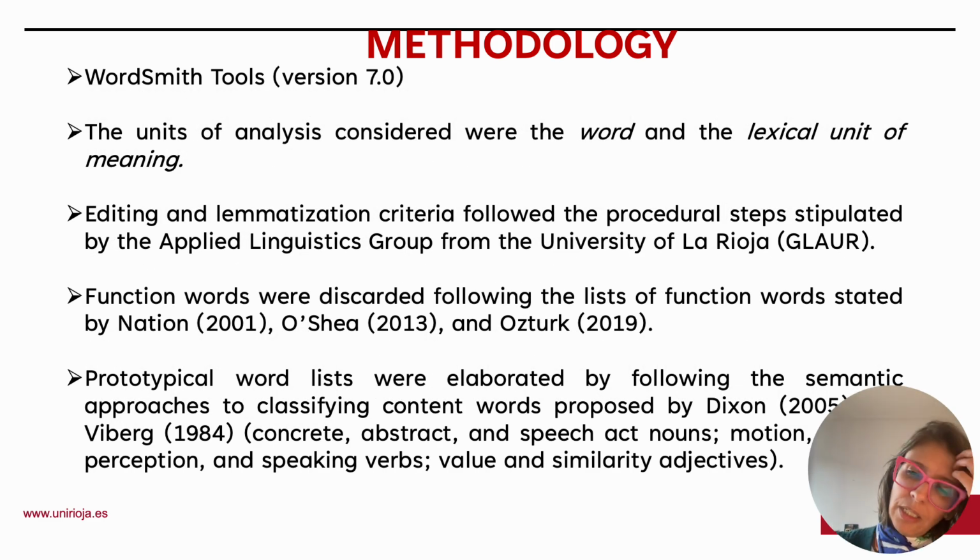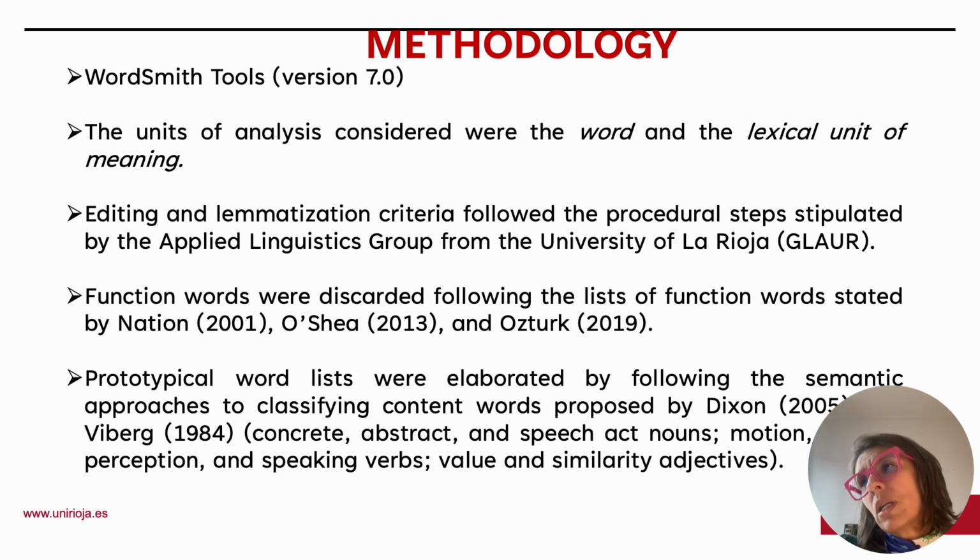For the editing, lemmatization, and encoding of our two samples, we made use of the computational program Wordsmith Tools, version 7.0. We also took into consideration the units of analysis, which were the word and the lexical unit of meaning. We followed the criteria of the procedural steps stipulated by the Applied Linguistics Group from the University of La Rioja. Function words were discarded by following the list of function words stated by Nation, O'Shea, and Osterk.